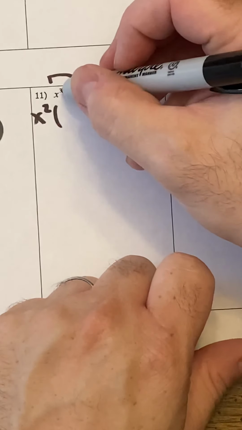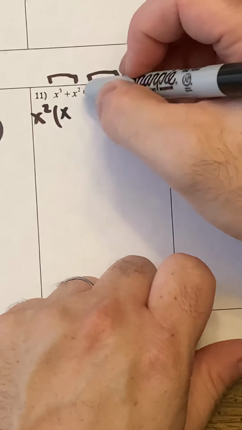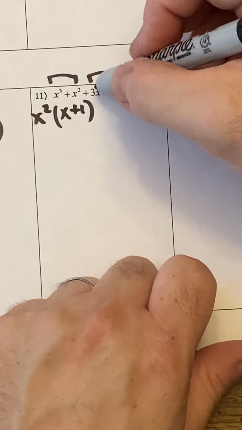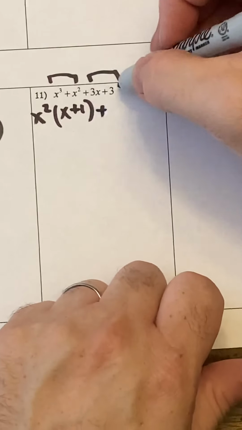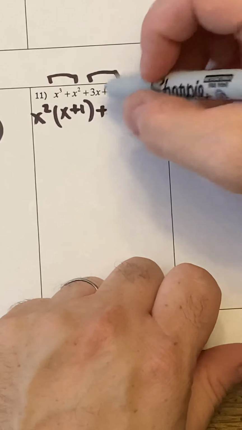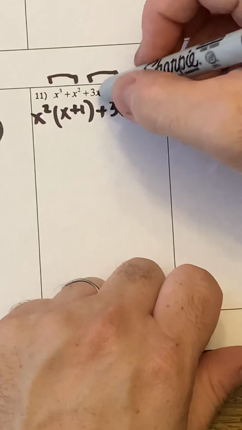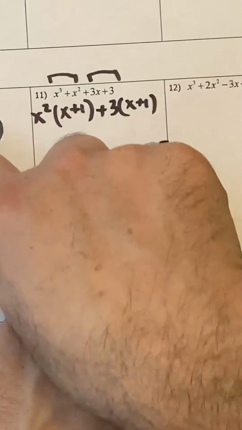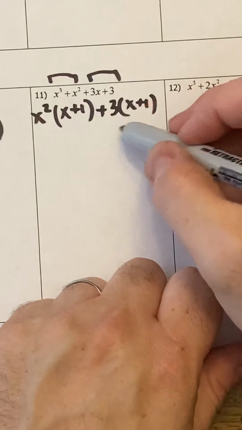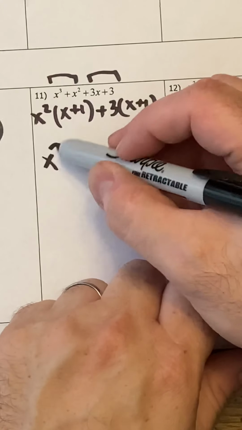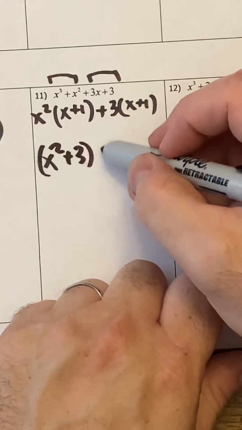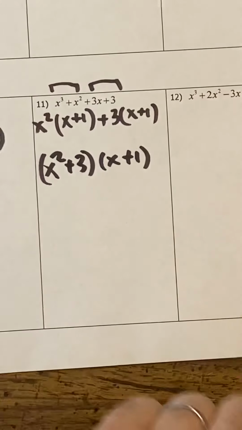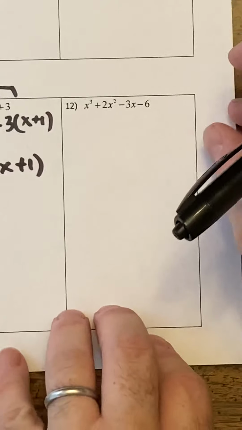Dividing that out, x to the third divided by x squared is x, and x squared divided by x squared is 1. Now we're going to put a plus here. The GCF of 3x and 3 is 3, and dividing it out, you get x plus 1. And just like we had over here, we can take these terms, x squared plus 3, that's going to be one factor, and x plus 1, that's like the GCF of this whole thing, that's going to be the other factor.